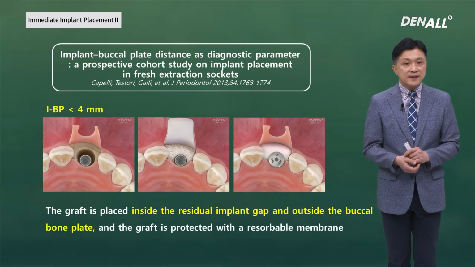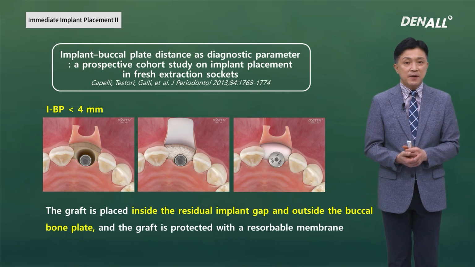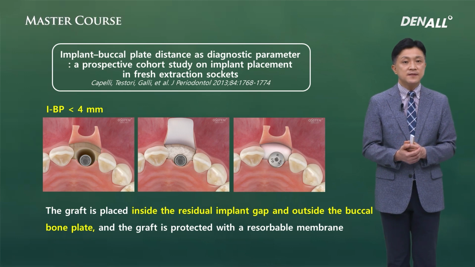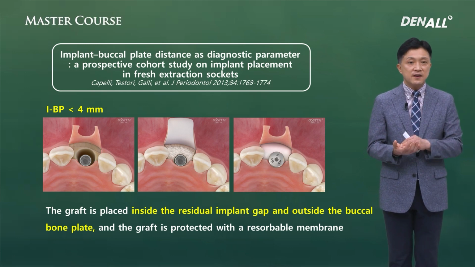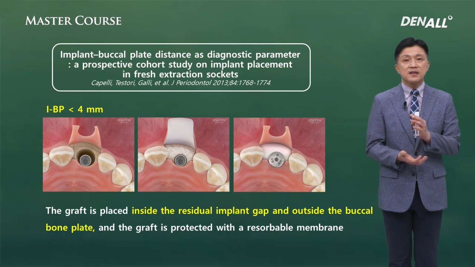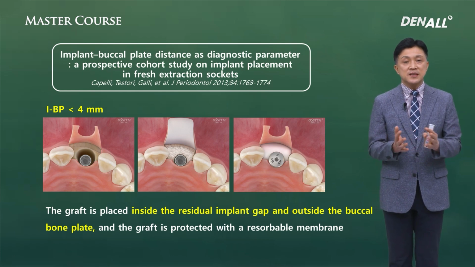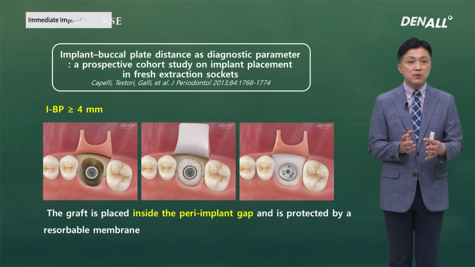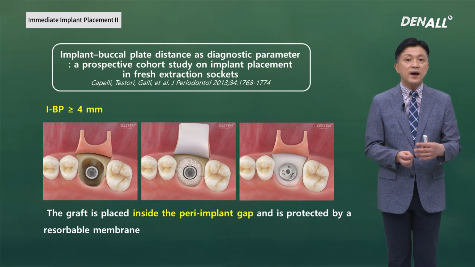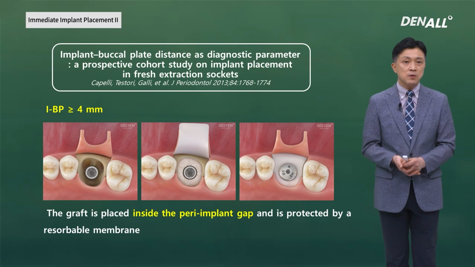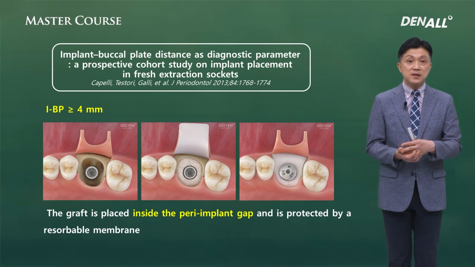If IBP is smaller than 4 mm, this means that the implant has been placed more labially or that the space is tight. In this case, you need to do internal and external graft along with membrane application. The standard is 4 mm. If it is smaller than that, you need to do both internal and external. If it is above 4 mm, you need to do internal graft along with membrane application. You need to use this 4 mm as a criteria. The IBP should be used as a criteria as to how to do bone graft.